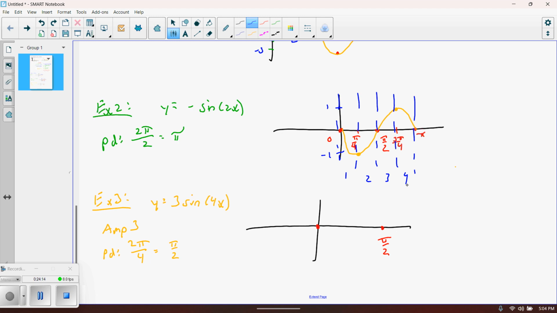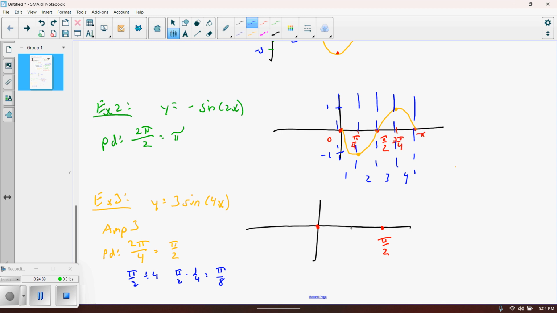Then basically, to figure out what you're going to count by, you're going to take the period and divide it by 4. So if you take pi halves and divide it by 4, well, dividing a number by 4 is the same thing as multiplying by its reciprocal, so that would be pi halves times 1/4, or pi eighths. So that would really tell you what you're counting by.